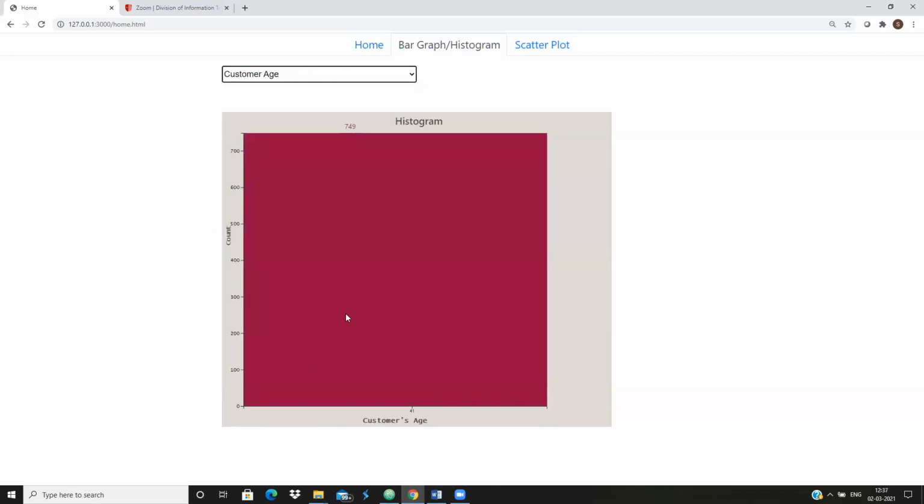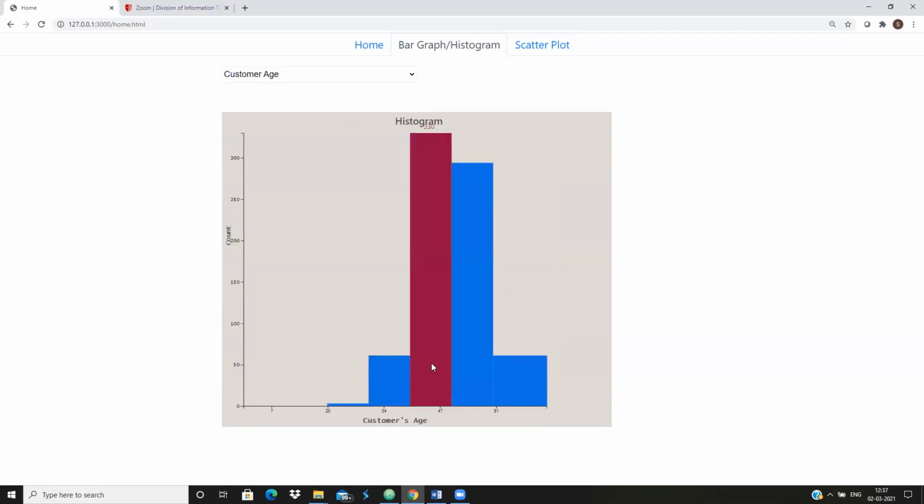Customer's age. If we increase the number of bins, we can see that most of the customers are in this range. It's around 40 to, let's say, 50. That would be the range of the customer's age. So you can see an even clearer distribution. This is somewhere around 40, to maybe around 50. Most of the customers lie in this range.